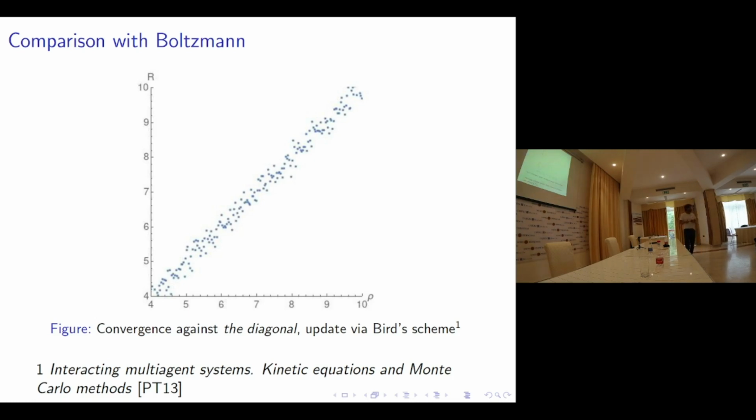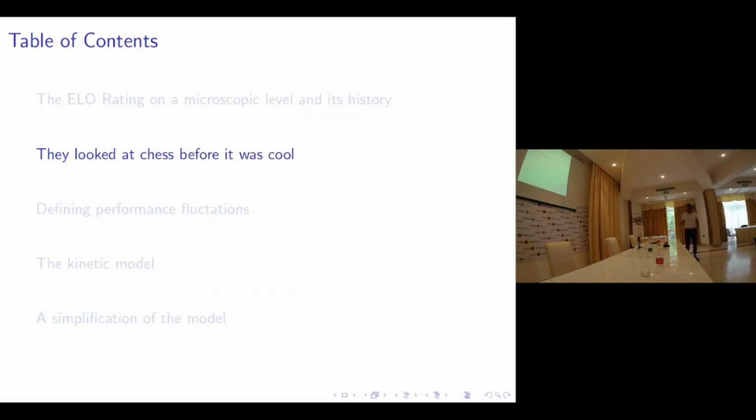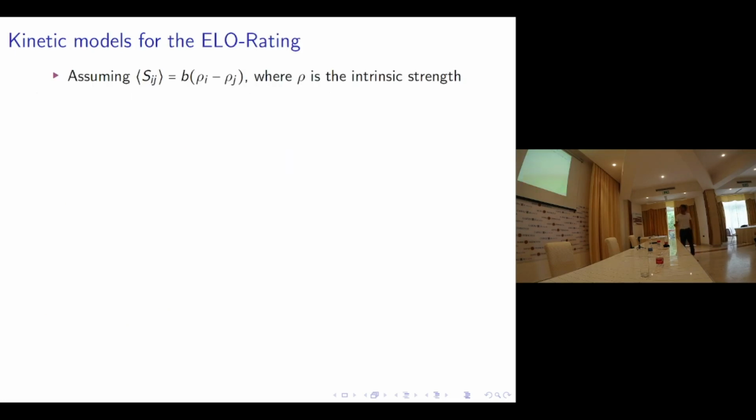But obviously what kinetic people want to do is prove it on a macroscopic level, because we only have experiments here. So there are some papers who looked at chess before it was proved. The first one is, and in all papers we see this, the main assumption: you assume that the expected outcome of a game depends on b of the difference of our strengths. This can be directly motivated, so this is not an assumption which comes out of nowhere. It's an assumption you can directly motivate on the microscopic level.